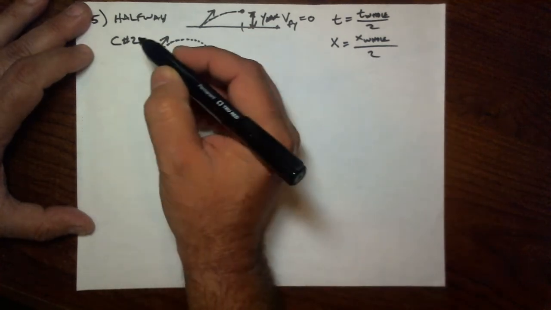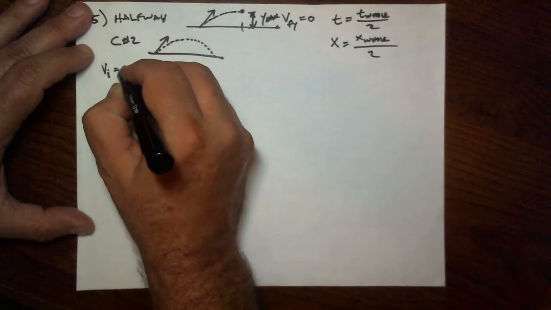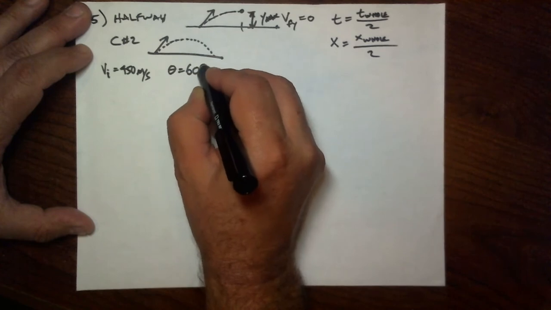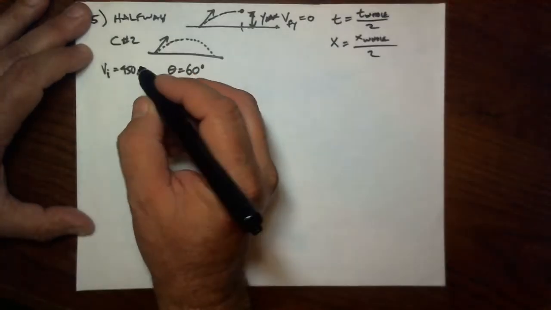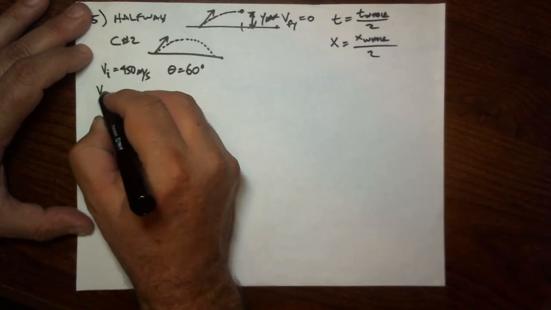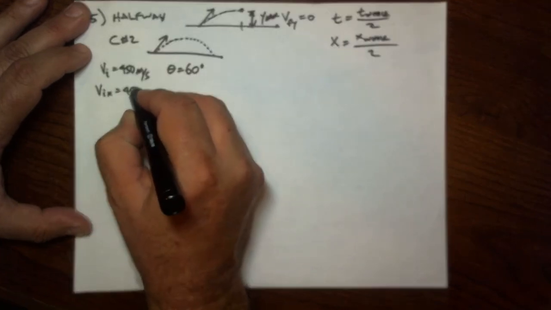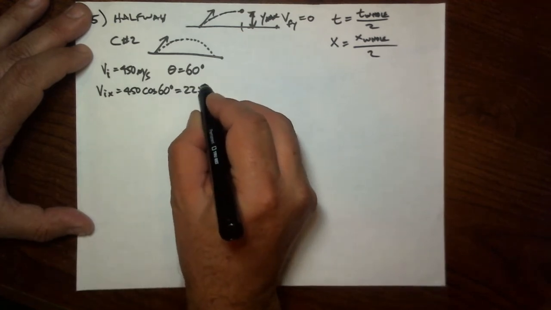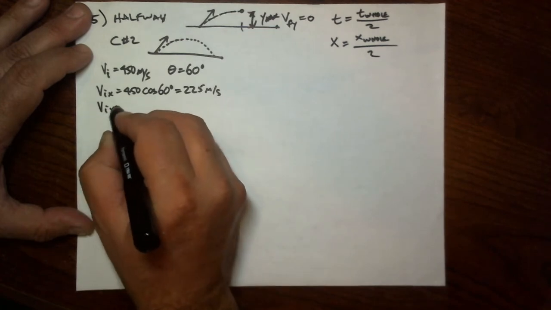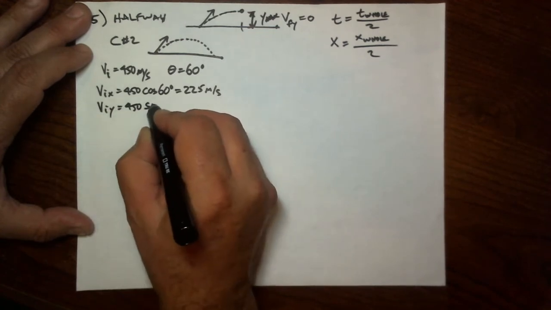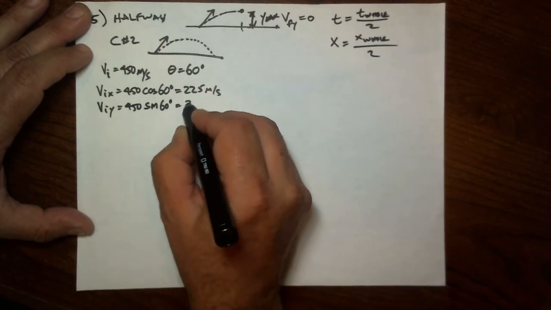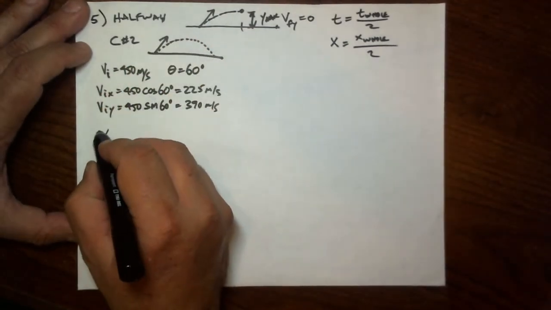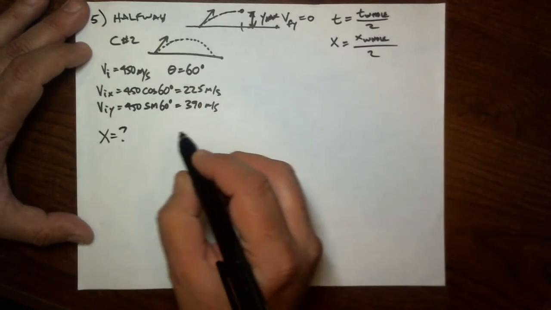This is the Count de Monet problem, where the initial velocity is 450 meters per second, and the launch angle is 60 degrees. If that's true, then the initial x velocity is 450 times the cosine of 60 degrees, and it's half of that, which is 225 meters per second. And the initial y velocity is 450 times the sine of 60 degrees, and that's 390 meters per second.